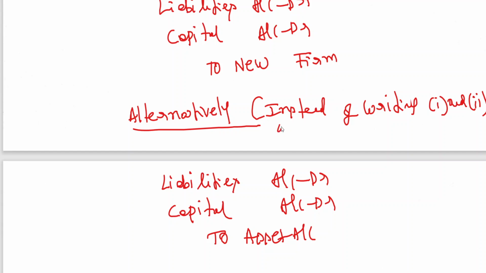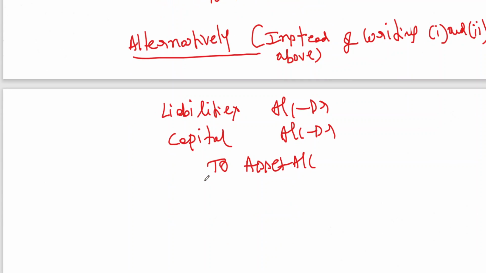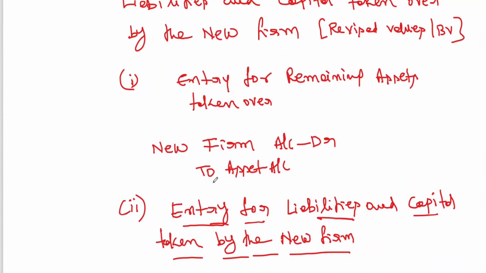Instead of writing 1 and 2 above, we can write this entry: liabilities account debtor, capital account debtor to asset account. So I think these are the entries which you should learn.